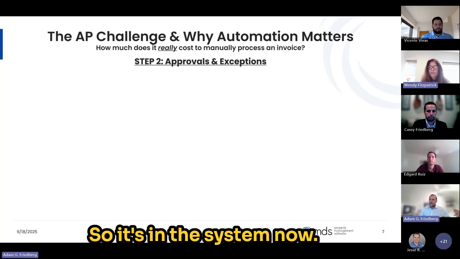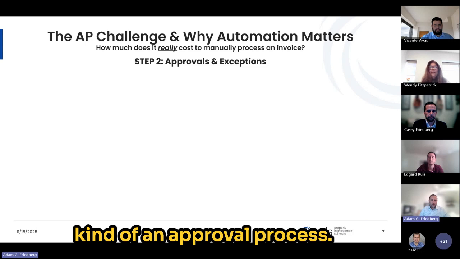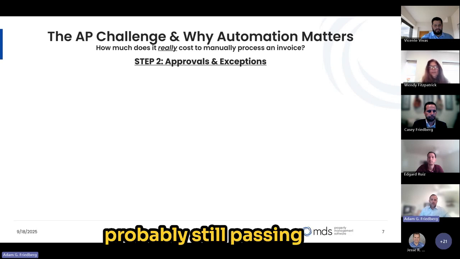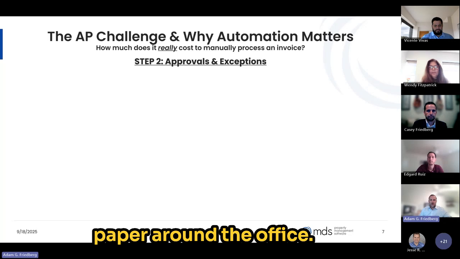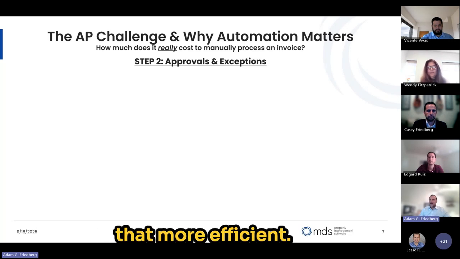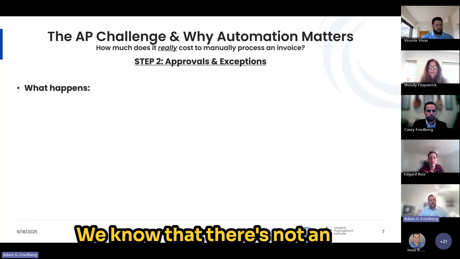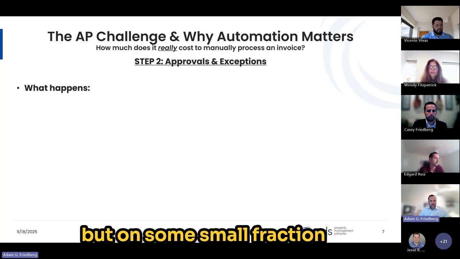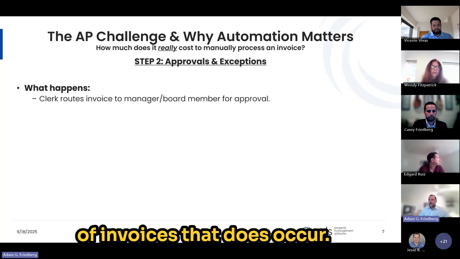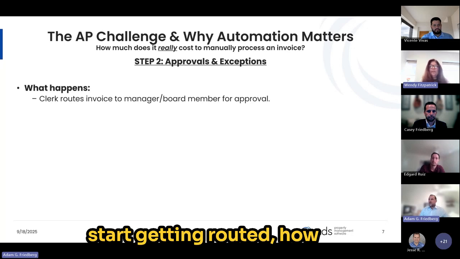So it's in the system now. Now there's going to be some kind of an approval process. I think a lot of you are probably still passing paper around the office. We're going to show you how you can make that more efficient. But then there's also going to be some exception handling, which also takes time. We know that there's not an exception on every invoice, but on some small fraction of invoices that does occur. So these things have to start getting routed, however that's going to happen.